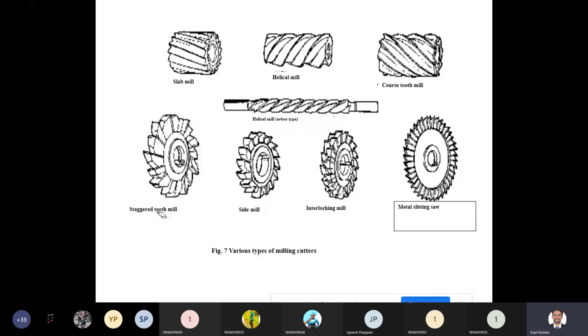This is staggered tooth mill. Here the teeth are staggered. So due to the staggering of the teeth, it is called a staggered tooth mill.